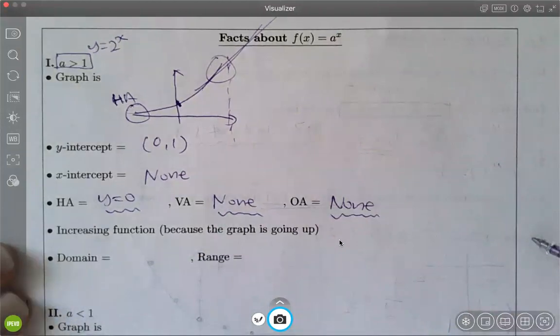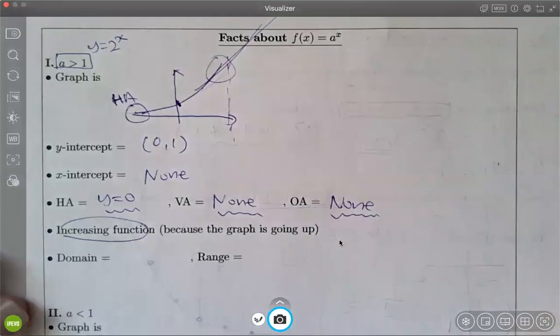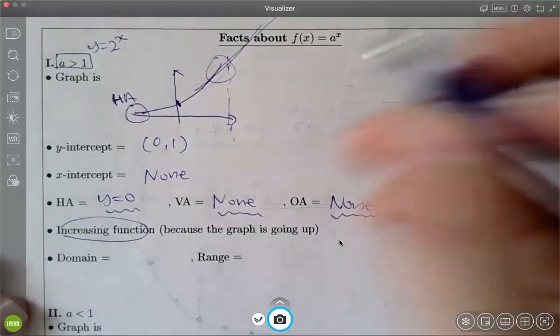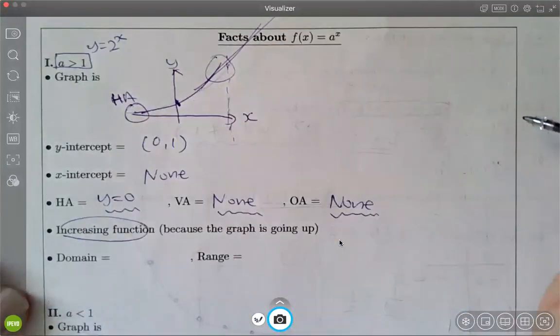Okay, and now, as obvious from the graph, it's an increasing function. Why? Because the graph is going up. And now, by just looking at the graph, what seems to be the domain of this function? Everything. Everything, yes.